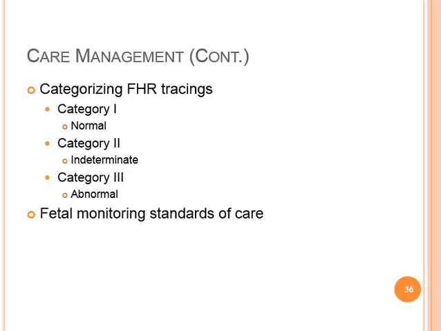Your Category 2 fetal heart rate tracings are indeterminate. This category includes all tracings that do not meet Category 1 or Category 3 criteria. Category 2 tracings require continued observation and evaluation. Your Category 3 fetal heart rate tracings are abnormal. Immediate evaluation and prompt intervention are required when these patterns are identified.